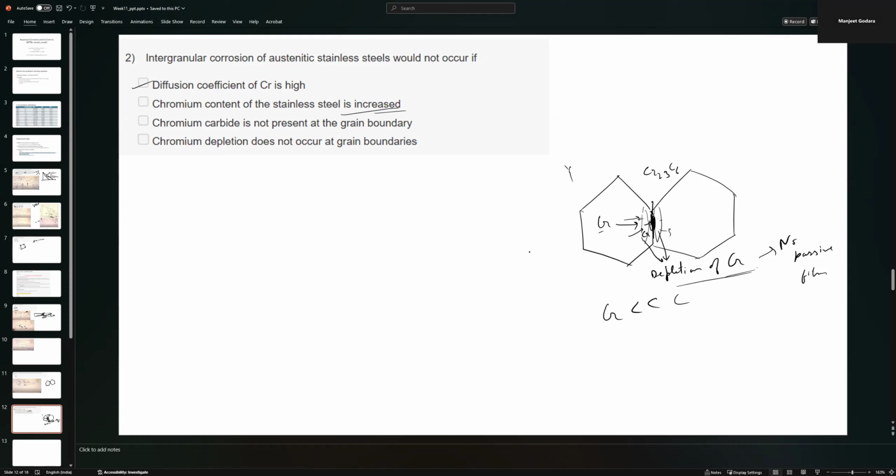I think this was also covered in lecture. It's not about how much chromium you have. If you have higher chromium, maybe this zone will form closer to the IGC precipitate, but still it will be present somewhere. It doesn't help since the diffusion of chromium is so slow. It won't be able to cover up the lack of chromium due to formation of chromium carbide.